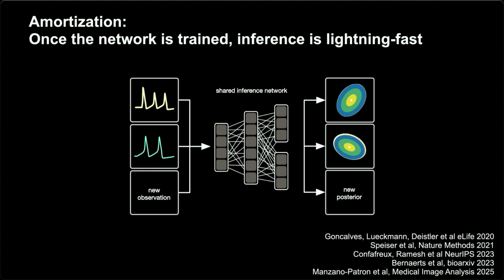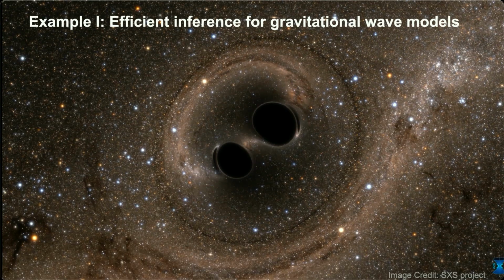I want to talk about two examples in a little bit more detail. And the first one, in part because David challenged us yesterday to talk about applications in physics, is actually an application from physics. This is a simulation or an image of two black holes that merged 1.3 billion years ago, and they emitted gravitational waves that were picked up by the LIGO detectors.